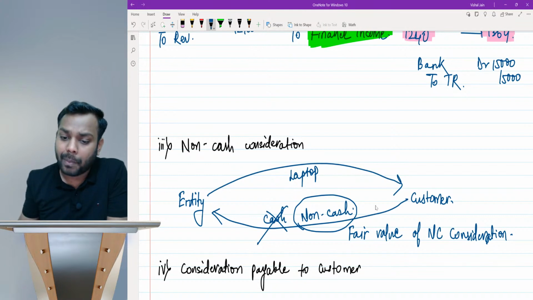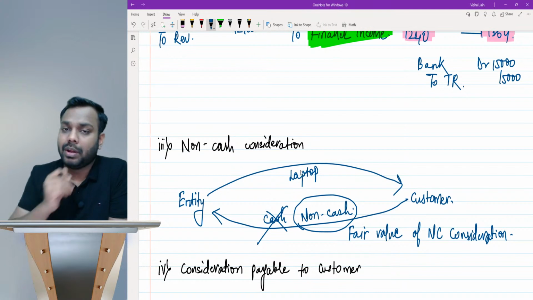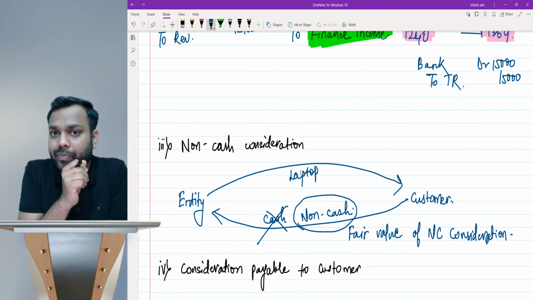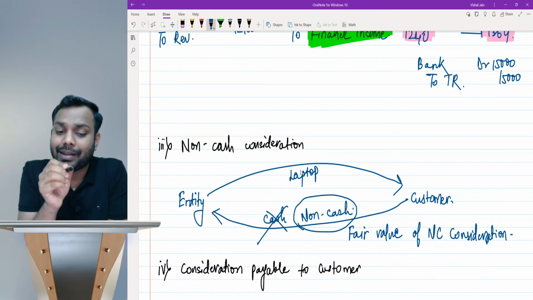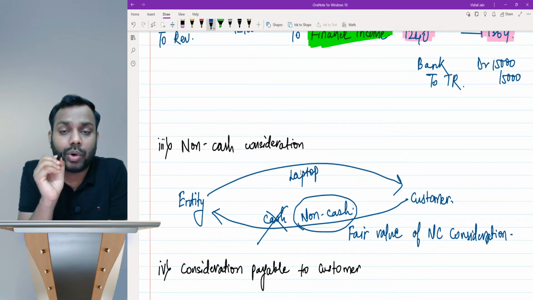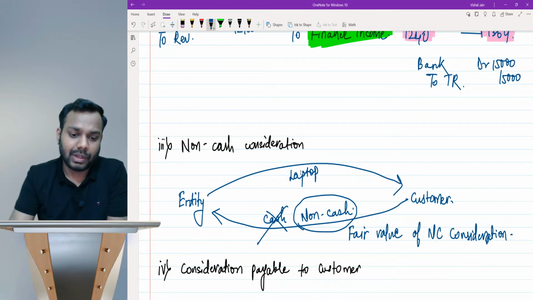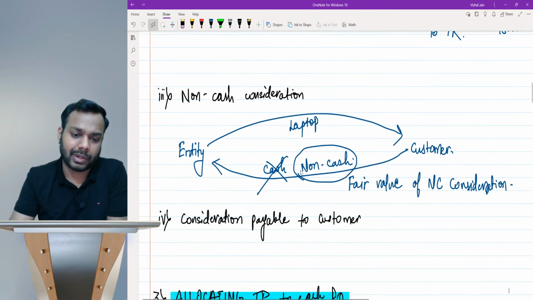Definitely, if this cannot be found out, then we will take the fair value of the asset given up. Is that clear, guys? So a student generally makes a mistake in the exam, which is mentioned in the examiner report as well, that a student takes the fair value of the laptop as the transaction price, and you don't need to make that mistake. Okay. Now, consideration payable to customer.